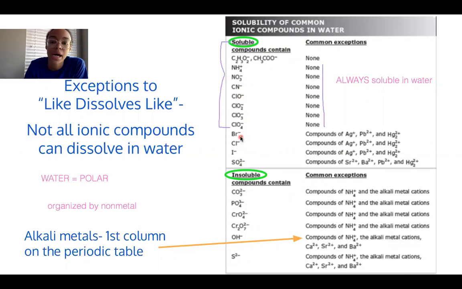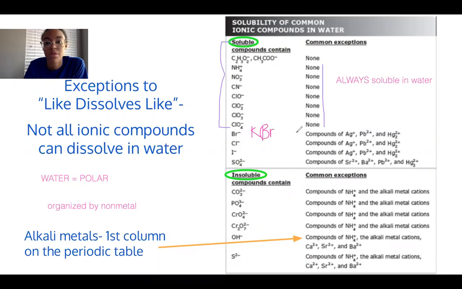But then we get down to the bottom and it says Br. Br is listed as soluble in water, except, and we can look at what are the exceptions. We have Ag, Pb, and Hg. Those are the exceptions. And of course, an exception to being soluble means that these, when paired with Br, would make it insoluble. So let's do a quick example. Let's say I've got KBr.